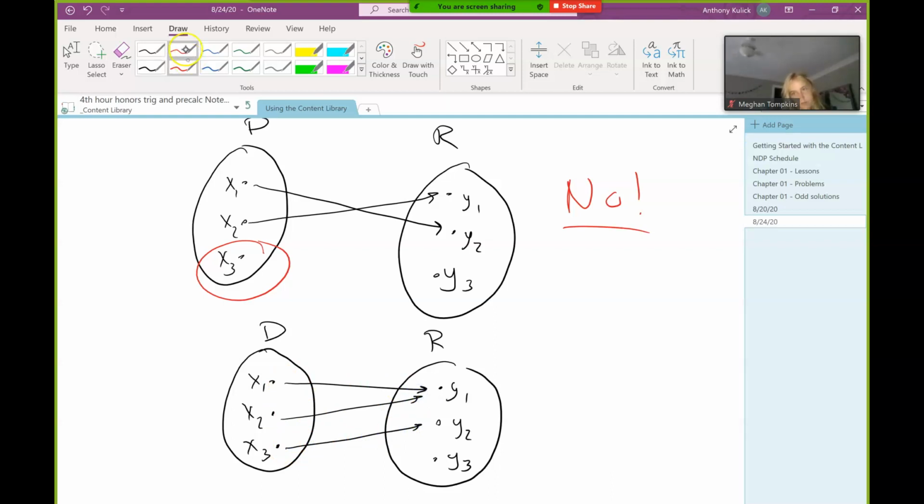Is this a function? I heard some yeses and some nos. Take a second and look at it again and think about it. Is this a function? Yes. Okay. Again, remember, when we're looking at a function, all we care about is the domain side. We see that every domain is used, and every domain is used just one time. That is a function, right?